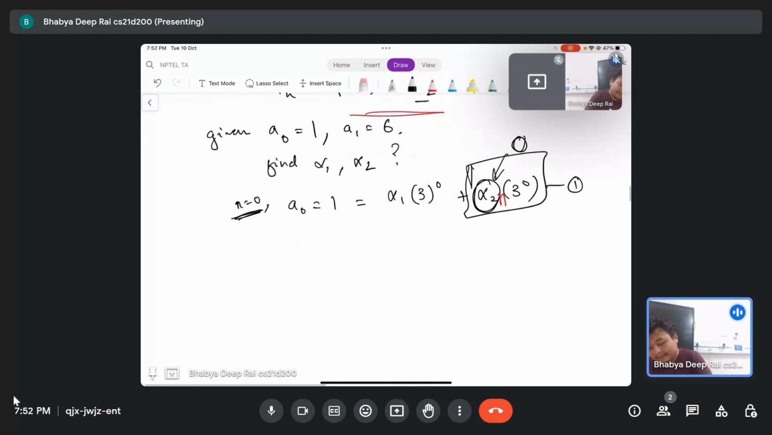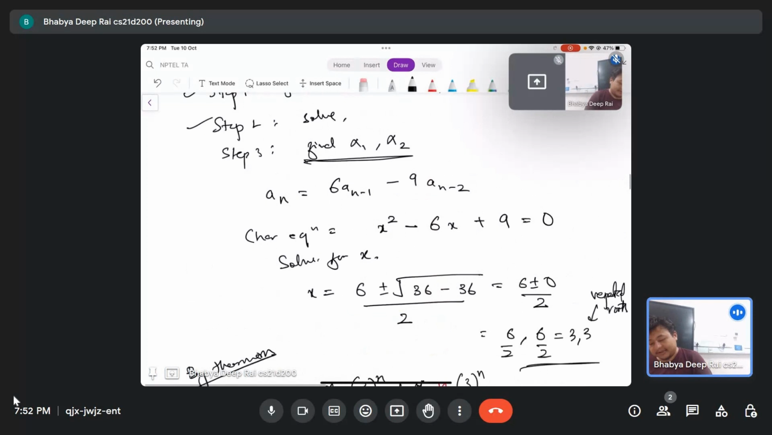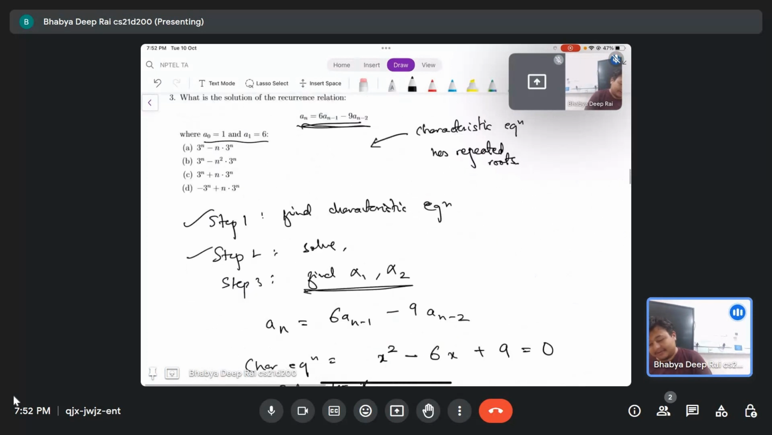So therefore what do we have? We have a0, which is nothing but 1, equal to alpha 1 times 1 plus 0. This means alpha 1 equals 1. This is one of the solutions. And when n equals 1, we have a1, which according to the question is equal to 6.